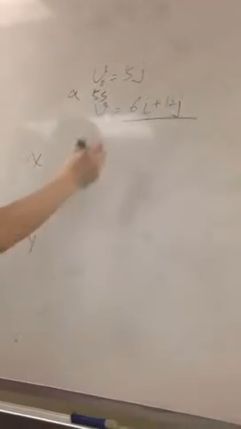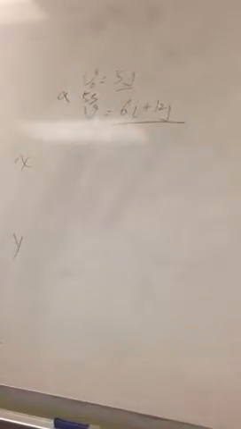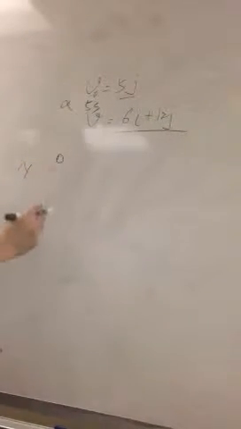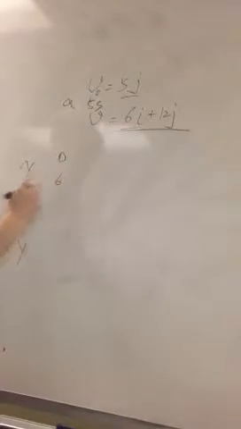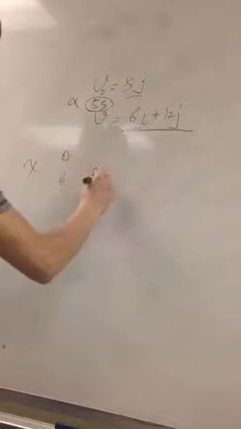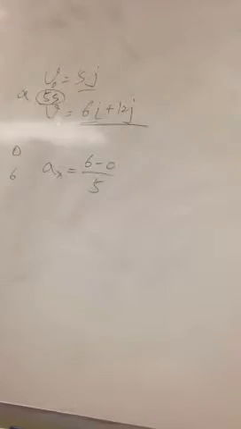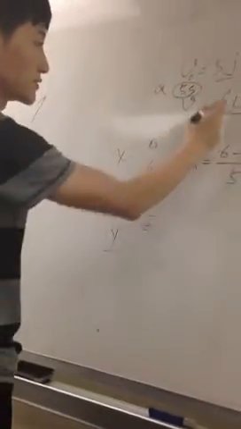So along x, at the beginning, what's the velocity? 0. Perfect. And in the end, it becomes 6. And it's 5 seconds. So we can solve the acceleration along x, right? And it's 5 seconds. So along y, at the beginning it is 5, and the end is 12.